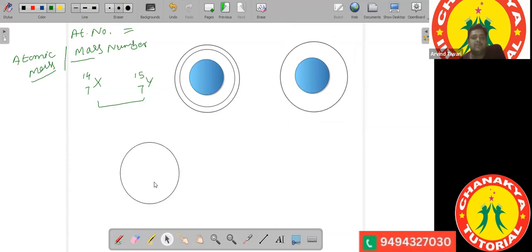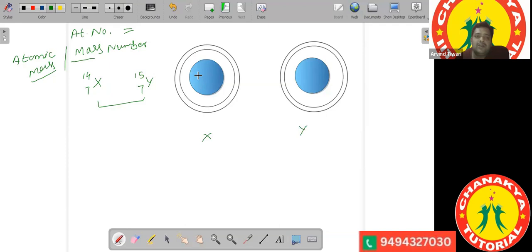Let's see. I'll also write their electronic configuration and then show you. See, this is your X and this is Y. In X, you have 7 protons and 7 neutrons. Here you have 7 protons and 8 neutrons, right? This is how they look. It has the mass number 14, so if you sum them up, it will be equal to 14. This one has the mass number of 15, so their sum comes out to be 15.